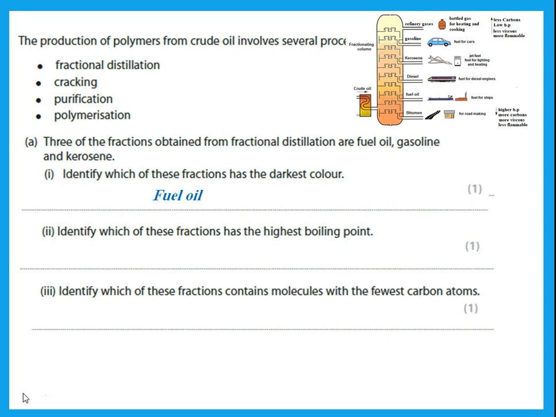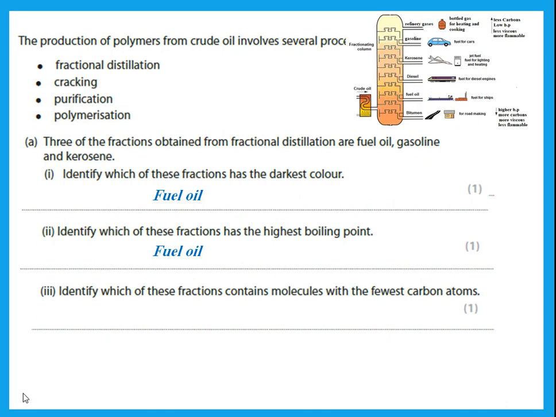So that is the fuel oil. Remember, he's talking about fuel oil, gasoline, and kerosene. Where are all of these? Fuel oil, gasoline, kerosene. So the one at the bottom is the fuel oil. That would be the darkest color, the higher boiling point, the more number of carbons, the more viscous, the less flammable, and so on. Identify which of these fractions has the highest boiling point. Also, the one with the highest boiling point is the one that is down.